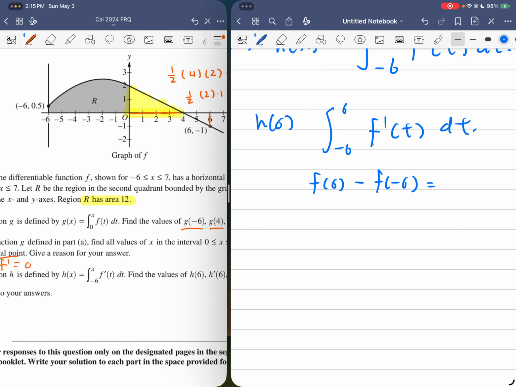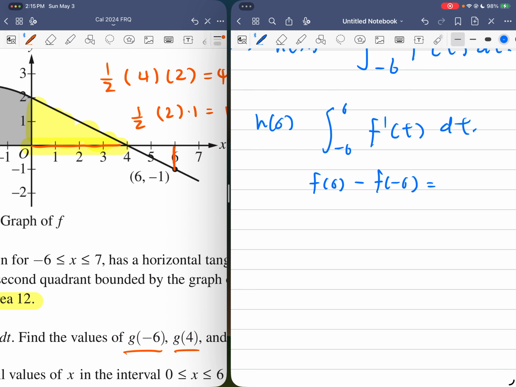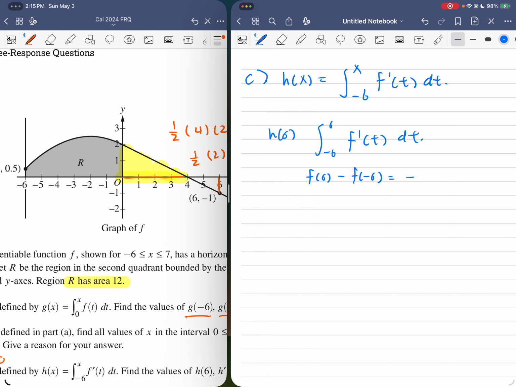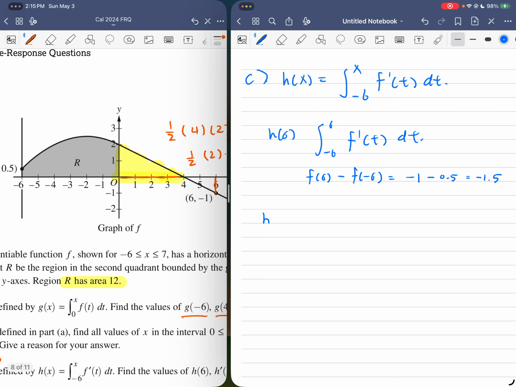Which is here, f of 6, if you look at it, f of 6 is what? Negative 1. F of negative 6 is 0.5. So this is the same thing as negative 1 minus 0.5. Don't you dare put negative 0.5. It's going to be negative 1.5, okay? You should be really good at signs. So that's 1 point.